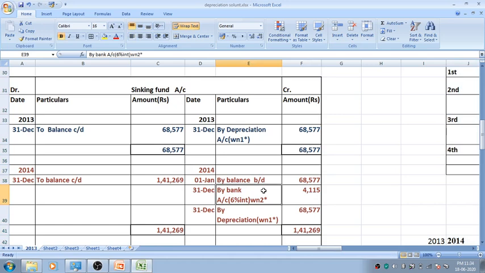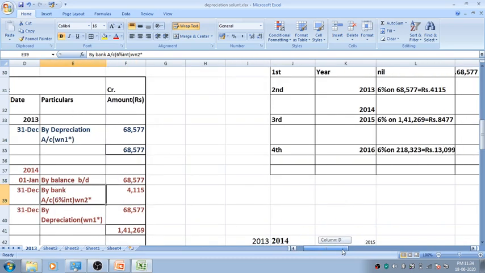Now we need to write the interest entry. Interest entry is by bank. When you post it, you have to write by bank account. And the amount calculated is very simple. You have to look up to the opening balance in the sinking fund account. Whatever is the opening balance, on that charge 6%. So it comes to 4,150.